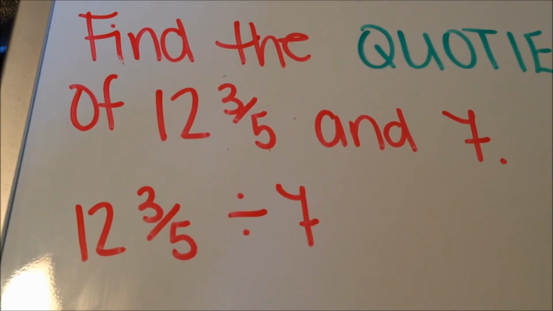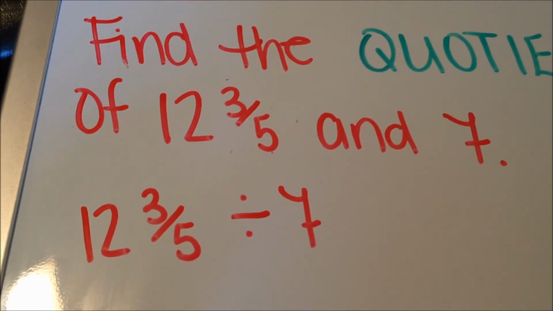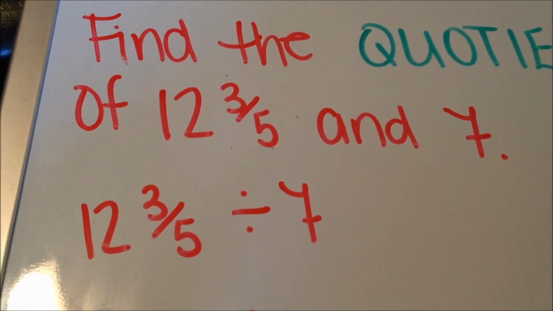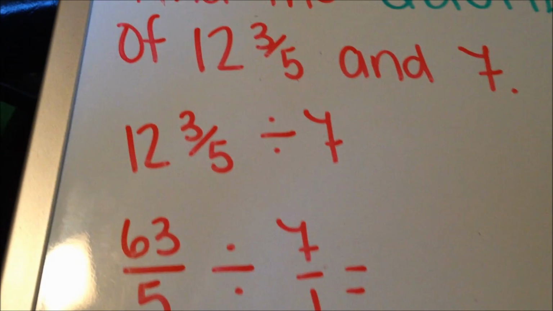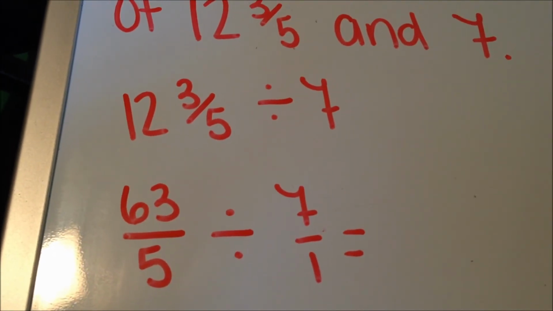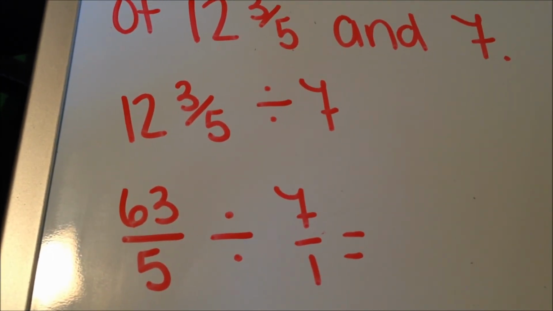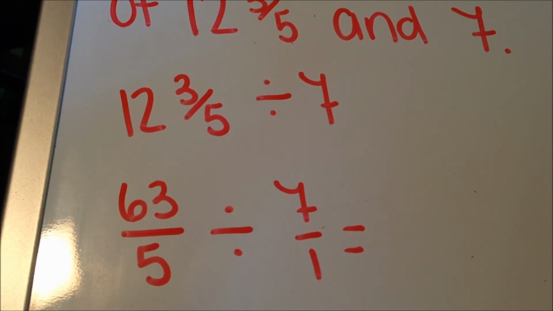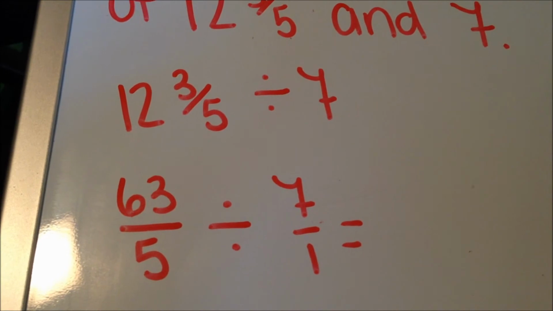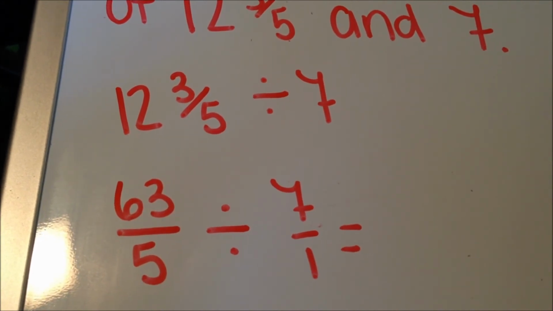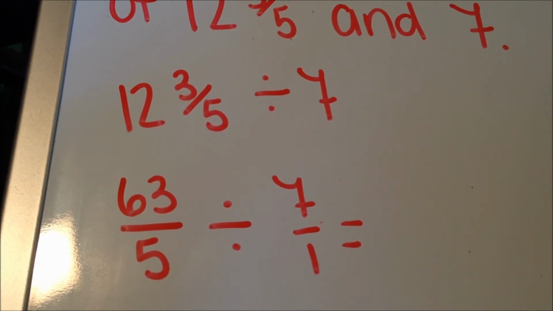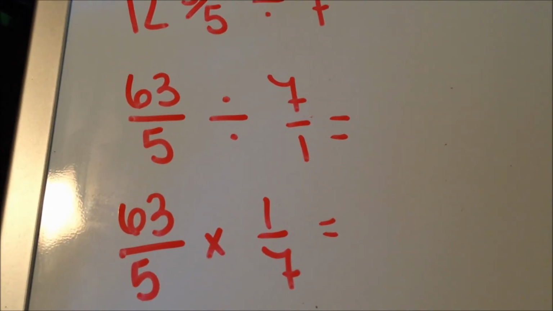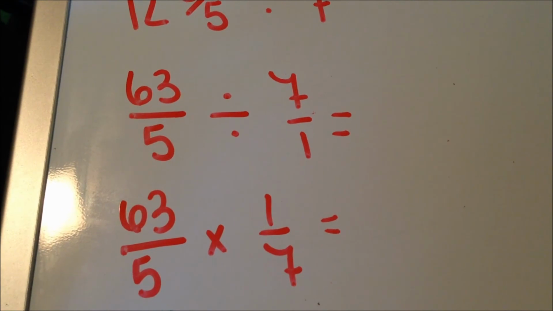Both numbers have to be converted. 12 and 3/5 has to be converted into an improper fraction, and then we have to take the whole number 7 and put it over 1. So 12 and 3/5 converts to 63/5, and then 7 becomes 7 over 1. Now we can convert the division problem into a multiplication problem. So take the reciprocal of 7 over 1 and change the division into a multiplication symbol. So now we have 63 over 5 times 1 over 7.